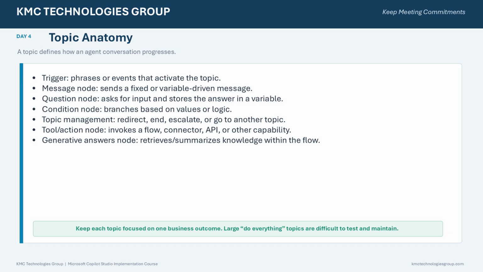Let's understand the building blocks of a topic. The trigger determines when the topic starts. A message node delivers fixed or variable-driven text. A question node asks the user for information and stores the response in a variable. A condition node evaluates values and determines which path should be followed. Topic management nodes can redirect, end, or escalate a conversation. Tool or action nodes connect the conversation to flows, APIs, connectors, or other capabilities. And generative answer nodes allow you to retrieve knowledge inside a structured conversational flow. A good design principle is to keep each topic focused on one business outcome.